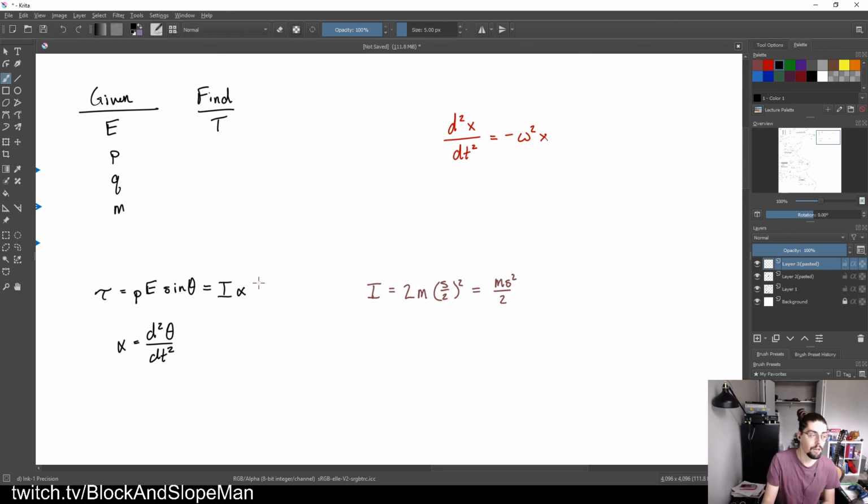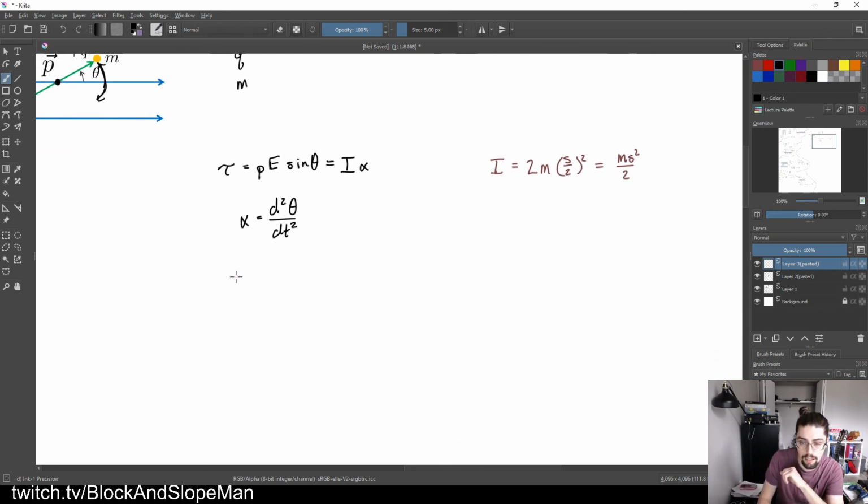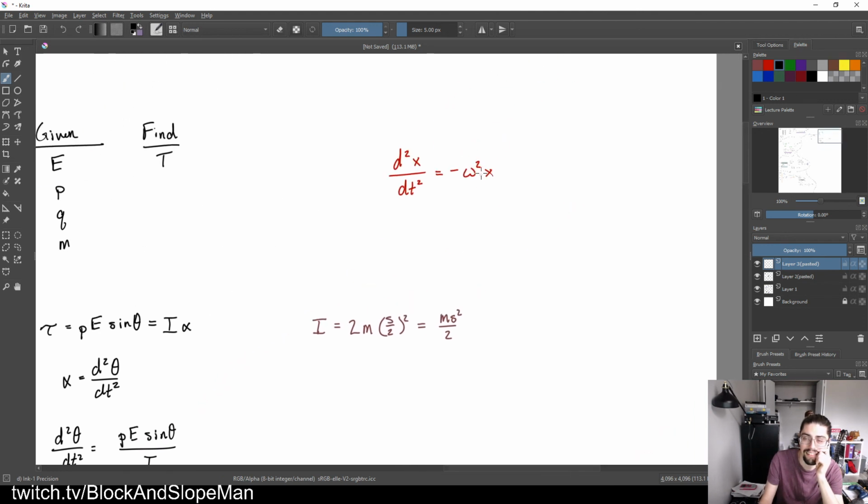So going from here, I need to figure out what I can do with this thing. I can rearrange my torque equation to make this work. I can say, in a case like this, d squared theta over dt squared is equal to, let me rearrange this, P E sine of theta over I. And this is almost there, but here's an issue that I run into. P E sine of theta over I, I don't have theta. I need theta back, and this just isn't it.